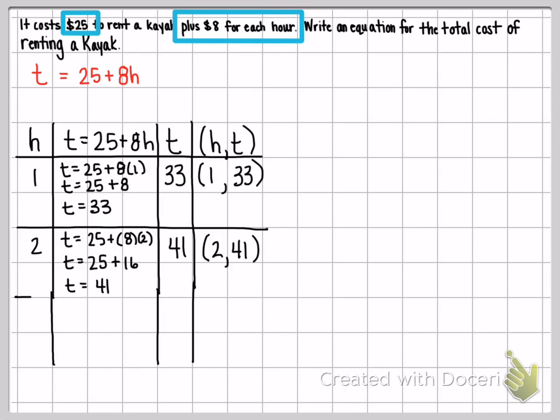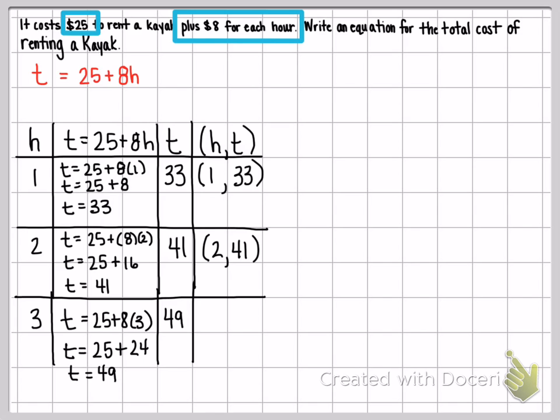And we can plug in another number. Let's plug in 3. T equals 25 plus 8 times 3. T equals 25 plus 24. T equals 49. So for 3 hours, it's going to cost you $49.